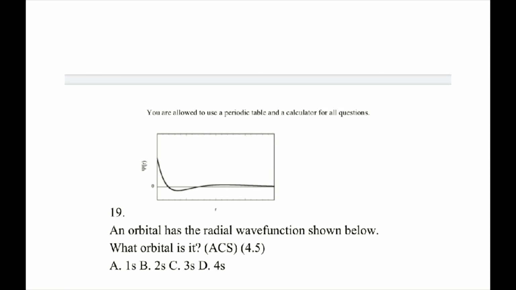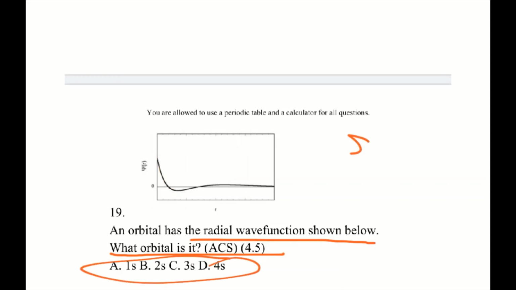An orbital has the radial wave function shown below. What orbital is it? Well, if you remember the shapes I told you to memorize, if it suddenly dips down at the beginning, then it's going to be an s sublevel, and all of these have s sublevels as the answer choice, so that doesn't really help us. So what else can help us? Well, we can see how many times it intercepts the x-axis, so it intercepts here and here, and over here it doesn't intercept because it kind of just levels off and it never touches the x-axis because it's asymptotic.